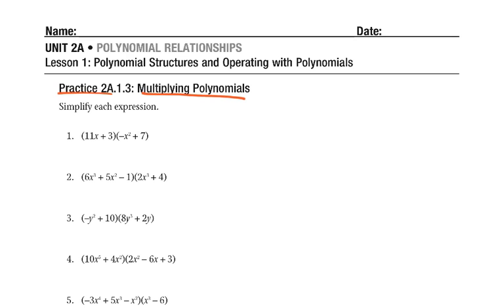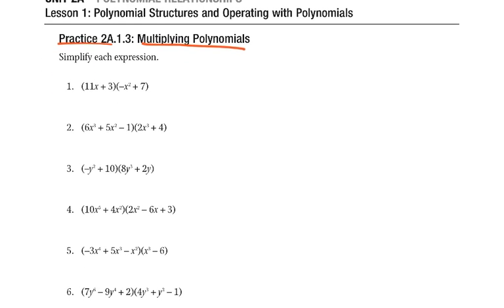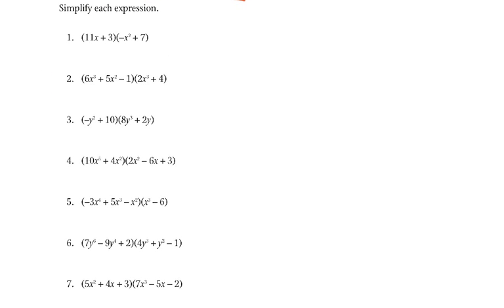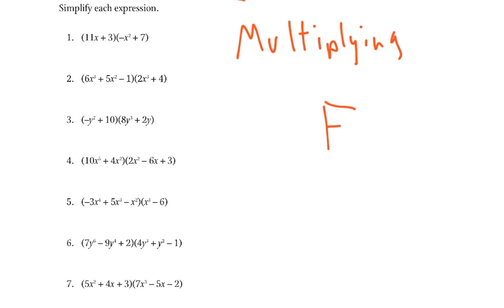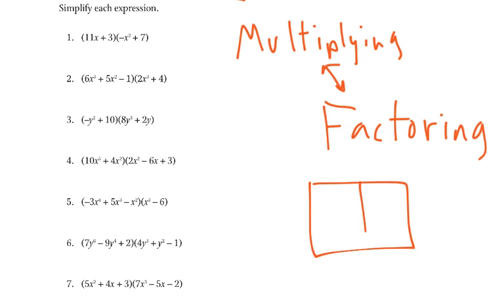Okay, so the way you learned about how to do this was last year. You did a lot of this stuff last year. And you found, or hopefully found, the connection between factoring and multiplying. Or in other words, the connection that they're opposites. Okay, and we have what we call the area model, which is a great way to go from multiplying to factoring or factoring to multiplying.